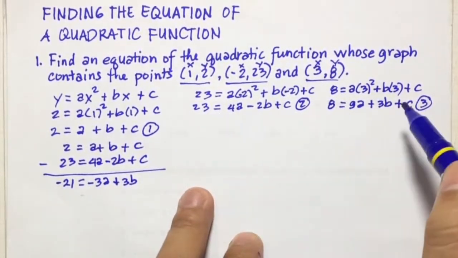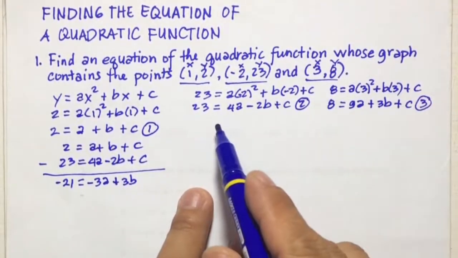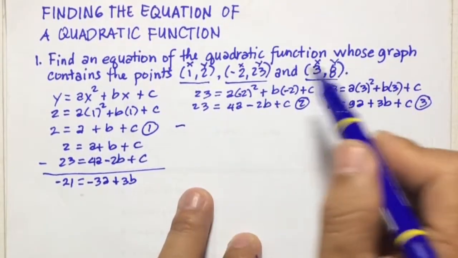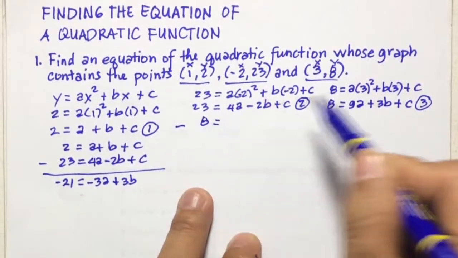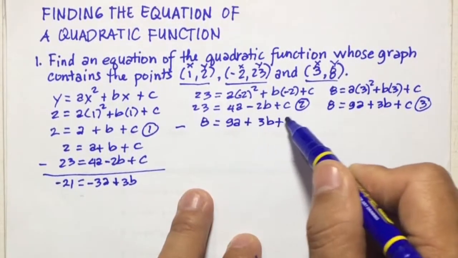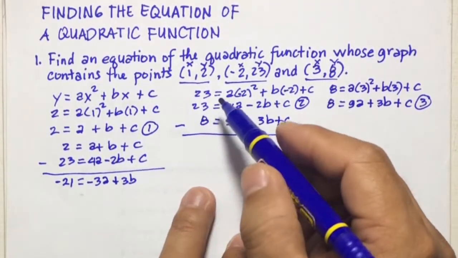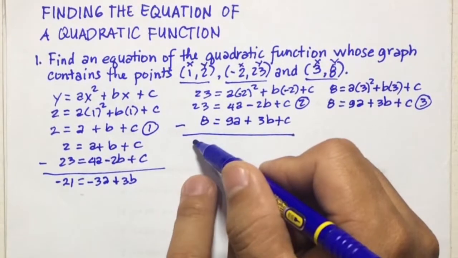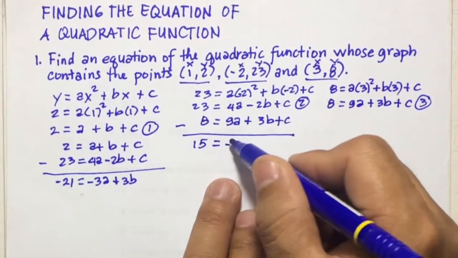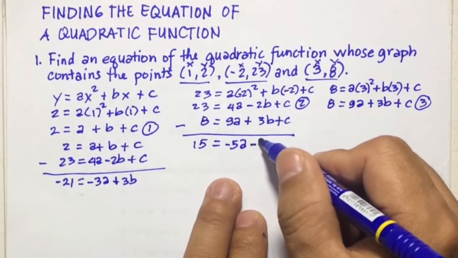Then for equations 2 and 3, we can also eliminate c by subtracting. So we have 23 equals 4a minus 2b plus c, minus 8 equals 9a plus 3b plus c, which is equation 3. Subtracting, we have 23 minus 8, that will be 15, equal to 4a minus 9a, which is negative 5a, then negative 2b minus 3b, that will be negative 5b.